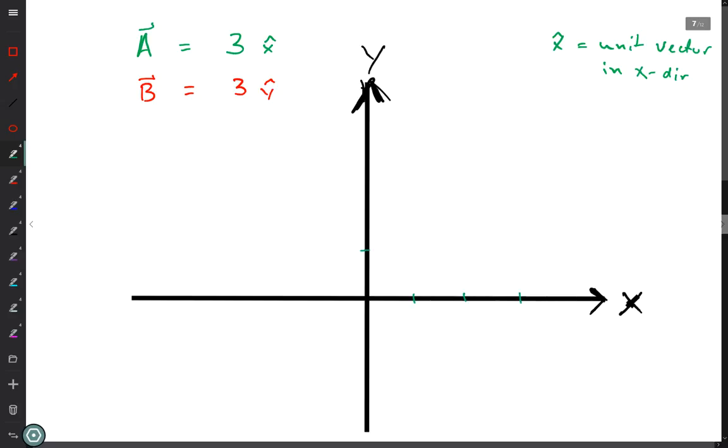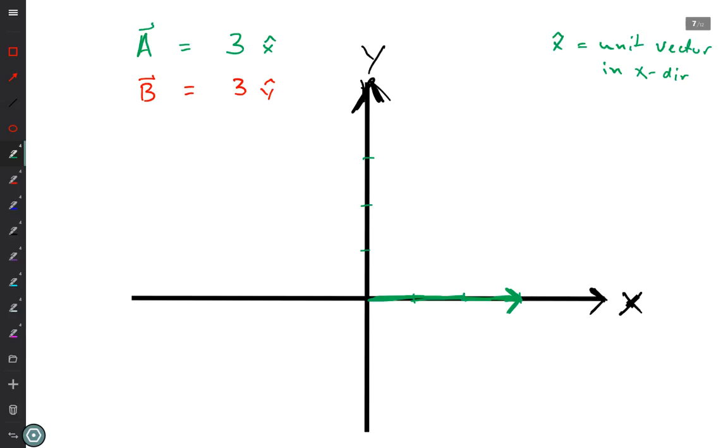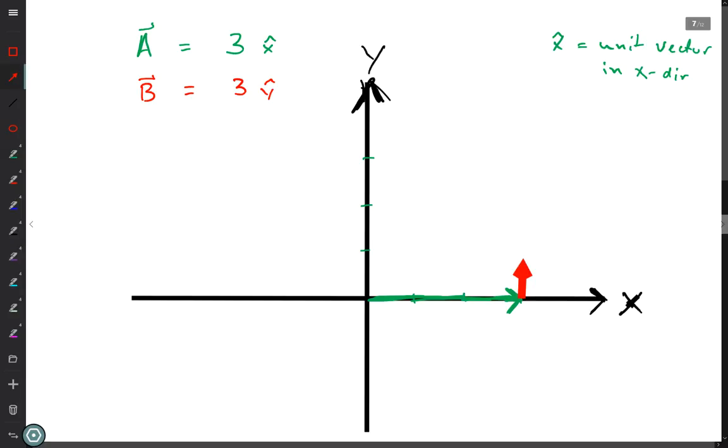Okay, so drawing these out, I don't have sizes marked, so I'll quickly put them in, and of course, I know I'm only going to 3 on each axis. So I draw my first vector going 3 in the positive x direction. And then my second vector has to start at the end of the first vector. I only have a red arrow preset, so that's the reason. So my second vector goes 3 up.